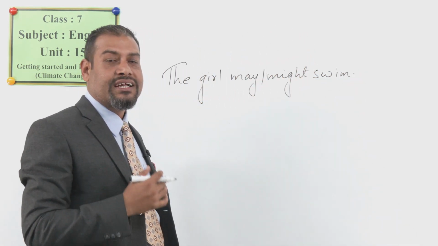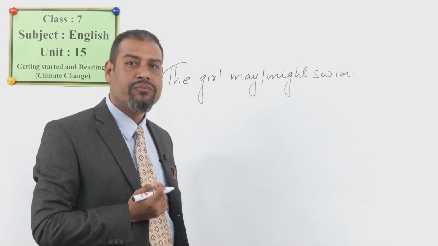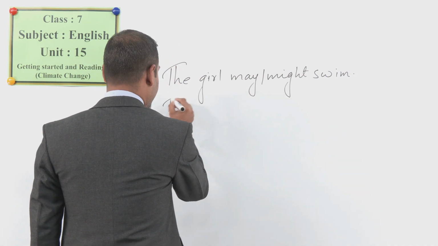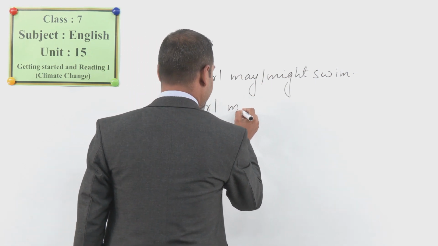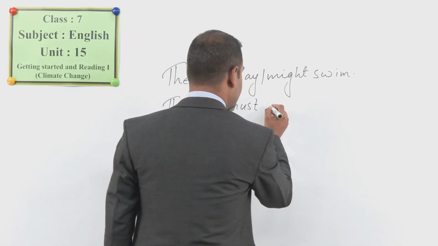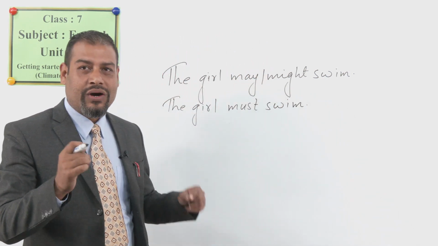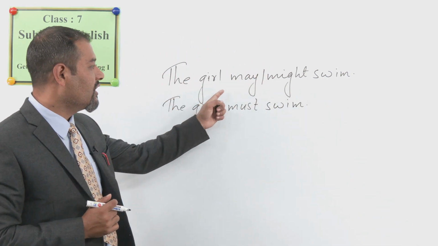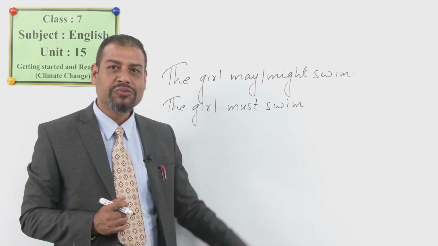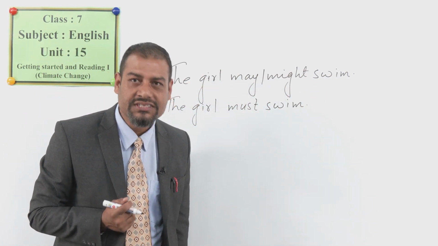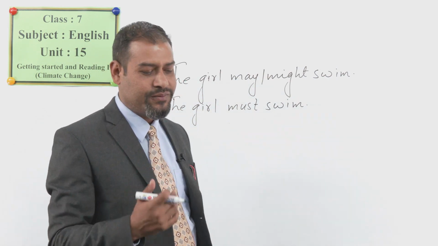One sentence. Now another sentence you can say to me again using must. It is the girl, G-I-R-L girl, M-U-S-T, must swim. So can you tell me what is the difference between the girl may or might swim and the girl must swim? Can you tell me the difference? Don't worry, I am here to help you.